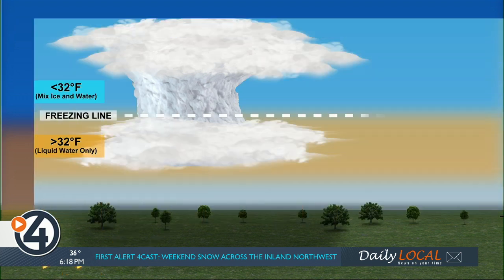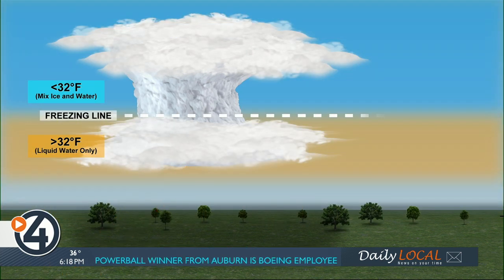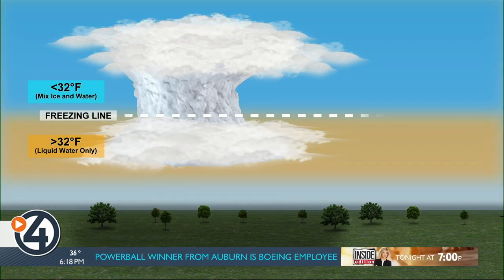So we do need a little bit of warm air for this graupel to show up too. Not so deep that everything melts into rain on the way down, but not so shallow that we would just end up with snow that would melt quickly.